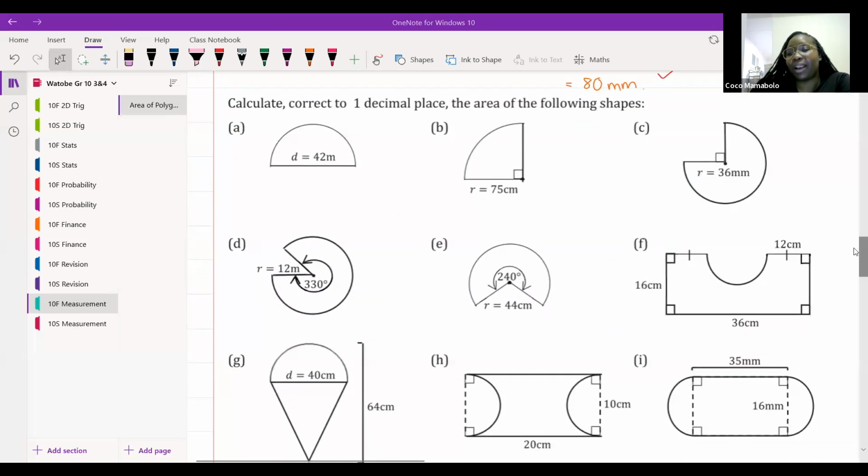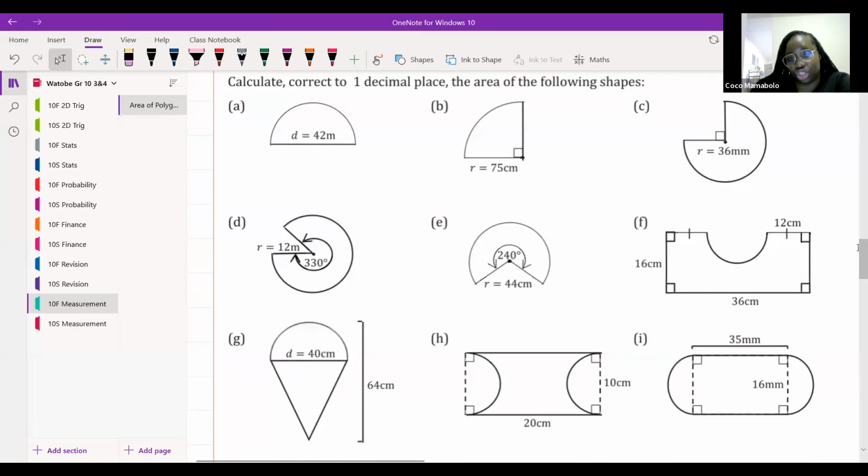All right. Let's start by calculating the area of some composite shapes. So these are mainly circles. We're going to start with circles because that's the one thing that is especially big when it comes to measurement. All right, so we know that the area of a circle is pi times the radius squared.